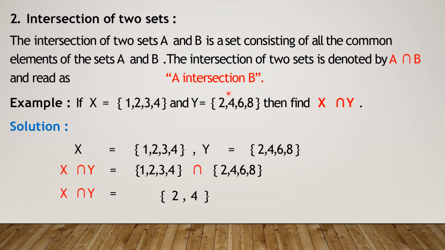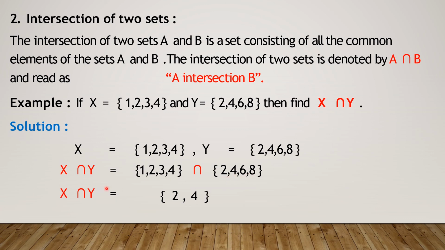Now let's see the following example to understand the concept. Example: if X = {1, 2, 3, 4} and Y = {2, 4, 6, 8}, find X ∩ Y. This is the inverting form of ∪. So first of all, we will write X again, we will write Y again. Now we will find X ∩ Y is equal to, first we will write set X, then we will put the sign of intersection, then we will write set Y.